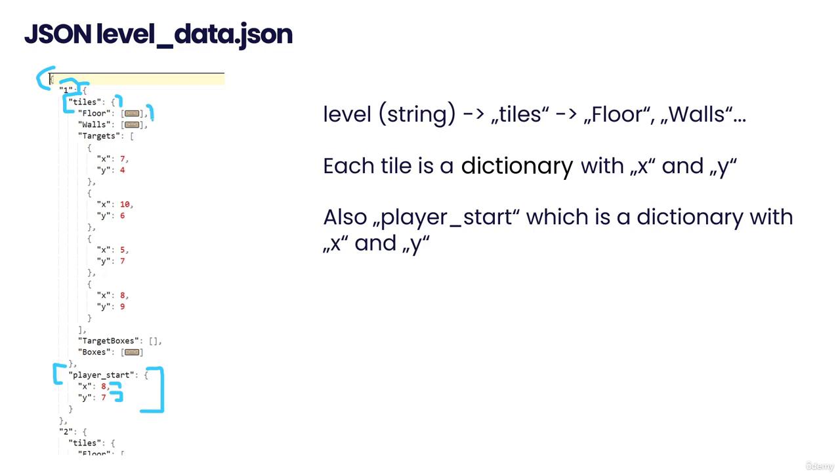The floor here is collapsed, but it's a list of all the floor tiles. We have all of the wall tiles. The targets are the green targets we want to push the boxes onto. This is the coordinates of them. Target boxes is where we have a box already on a target. There are none in this case. And boxes are where the starting places for the boxes are.